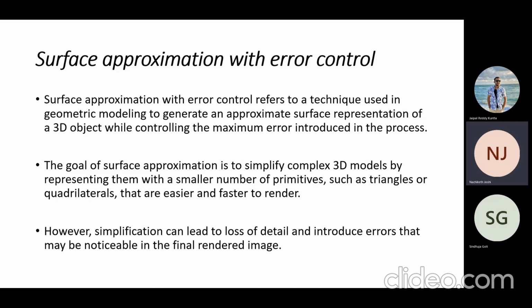The goal of surface approximation is to simplify complex 3D models by representing them with a smaller number of primitives such as triangles, quadrilaterals, or any other type of shapes that are easier and faster to render. However, simplification can lead to loss of detail and introduce errors that may be noticeable in the final rendered image.